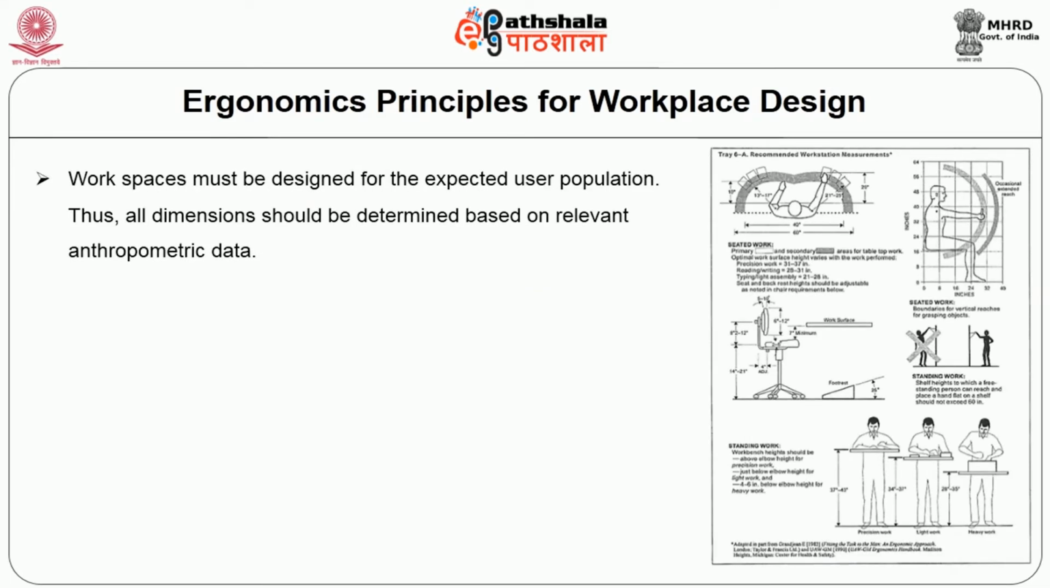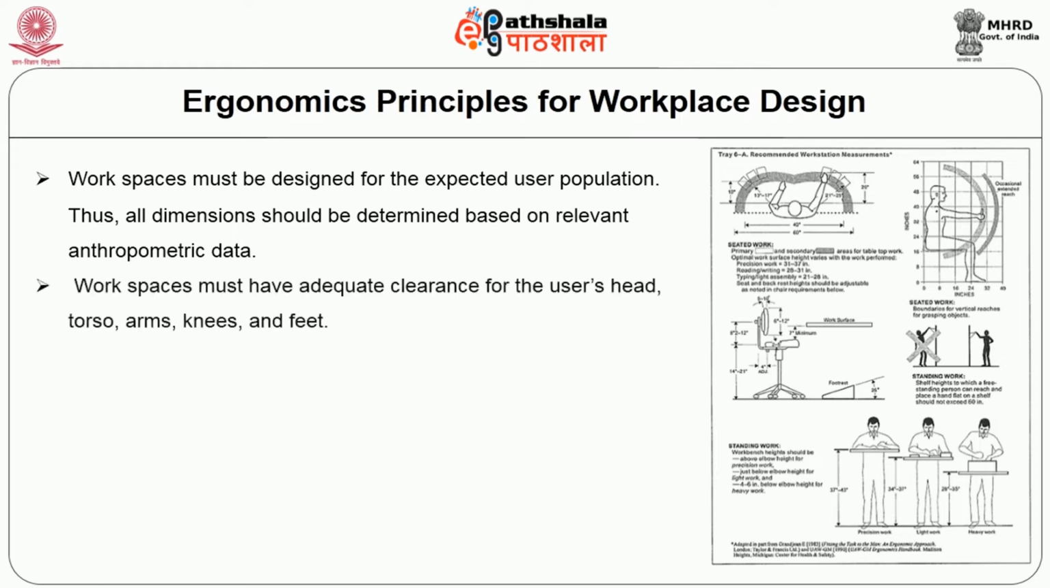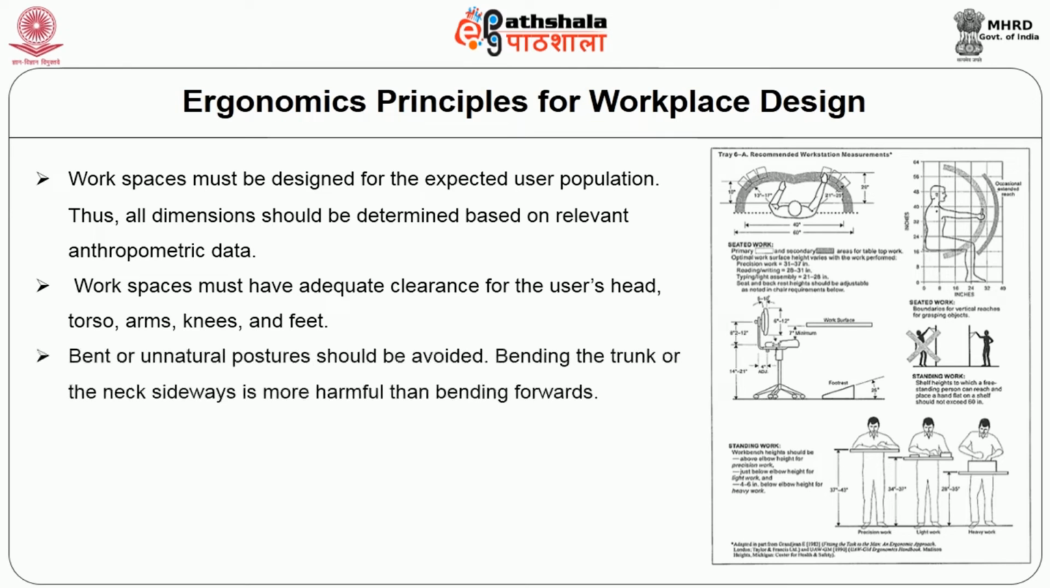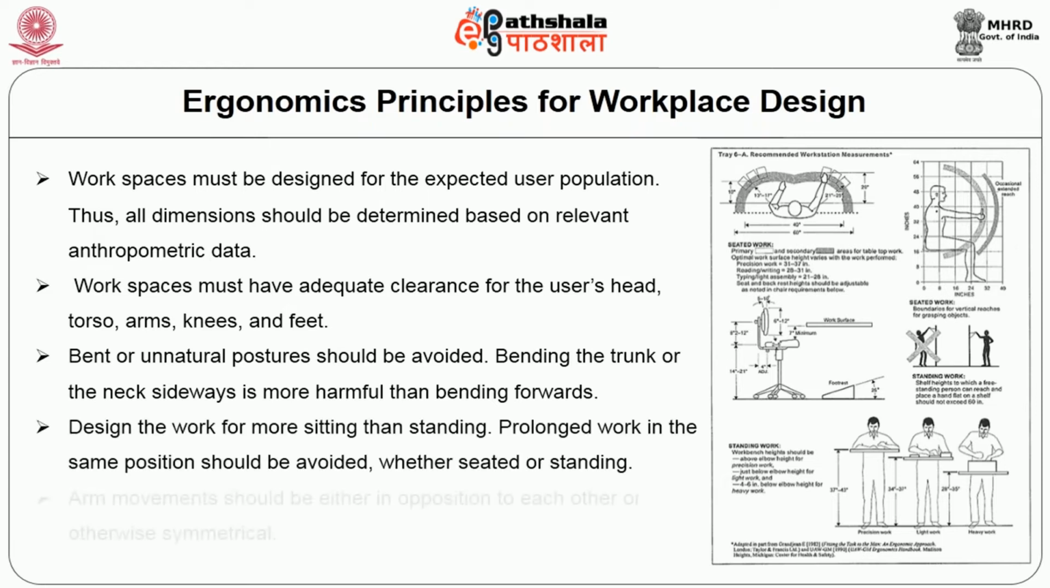Workspace must be designed for the expected user population. Thus, all dimensions should be determined based on the relevant anthropometric data. The second would be workspace must have adequate clearance for the user's head, torso, arms, knees and feet. Third, bend or unnatural posture should be avoided. Bending the trunk or neck sideways is more harmful than bending forwards. Fourth, design the work for more sitting than standing, and prolonged work in the same position should be avoided whether seated or standing. Arm movement should be either in opposition to each other, otherwise symmetrical, as mentioned earlier.